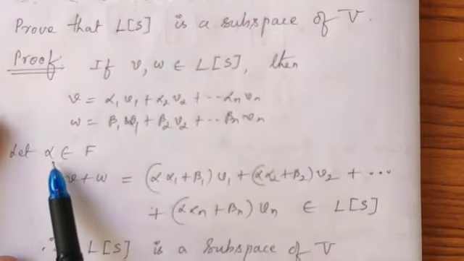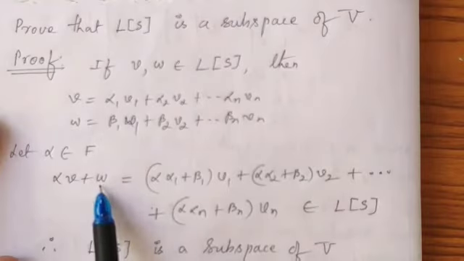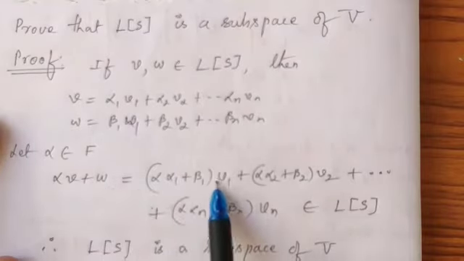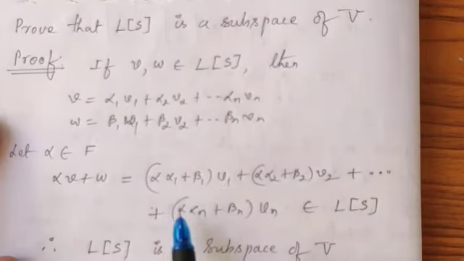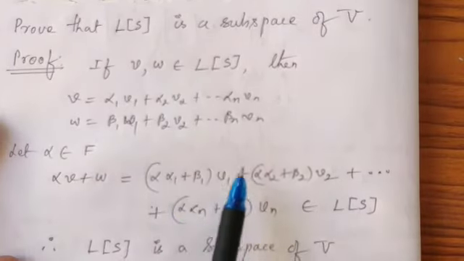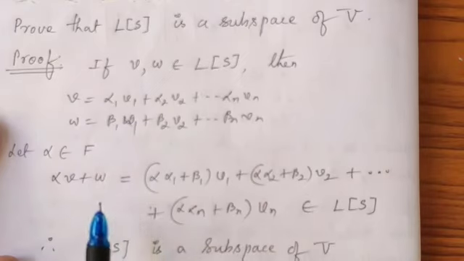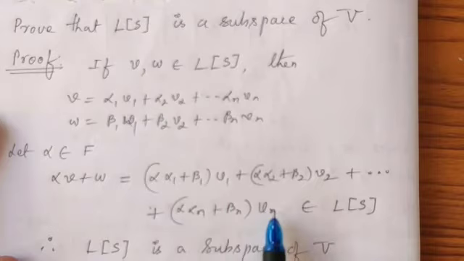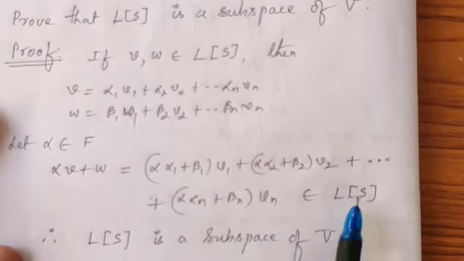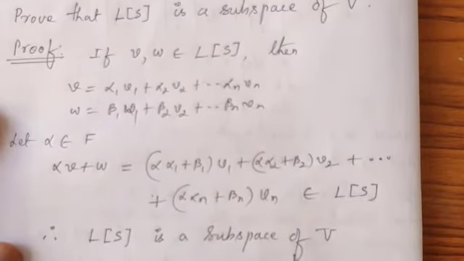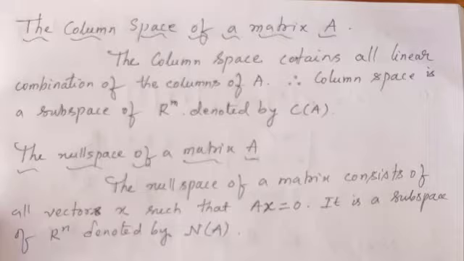I have taken a scalar alpha, then I took alpha v plus w. If I simplify this sum, taking v1, v2 common, I found that alpha v plus w is a linear combination of v1, v2, etc., vn, which means it is definitely in the linear span of S. So alpha v plus w belongs to L of S. That means L of S is a subspace of the vector space V.